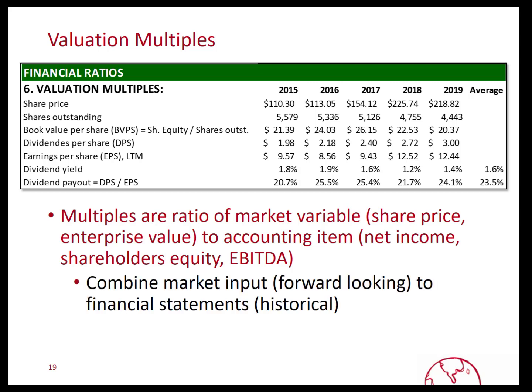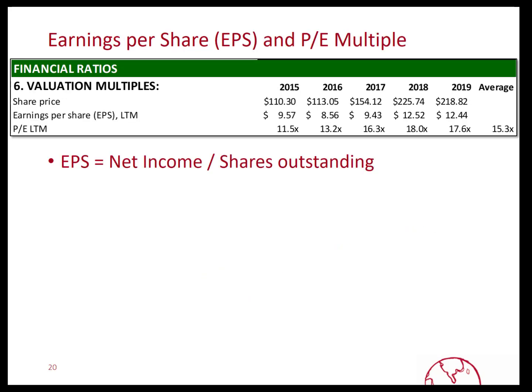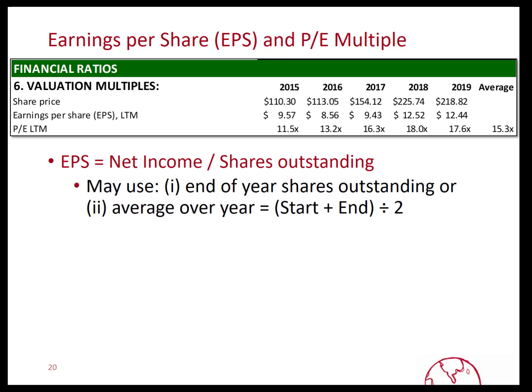These multiples combine a market input, which is forward-looking, with a financial statement input, which is going to be historical or backward-looking. The price earnings multiple relates the share price to earnings per share, where earnings per share is simply net income divided by shares outstanding, either at the end of the year or you could use the average shares outstanding. Here we can see that for Apple, it's gone from a multiple of 11.5 times up to a multiple of 17.6 times.